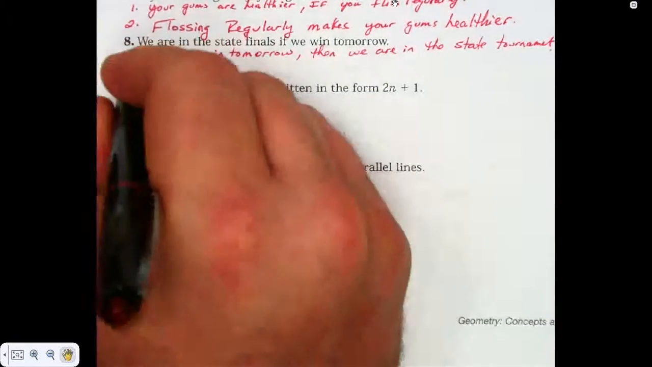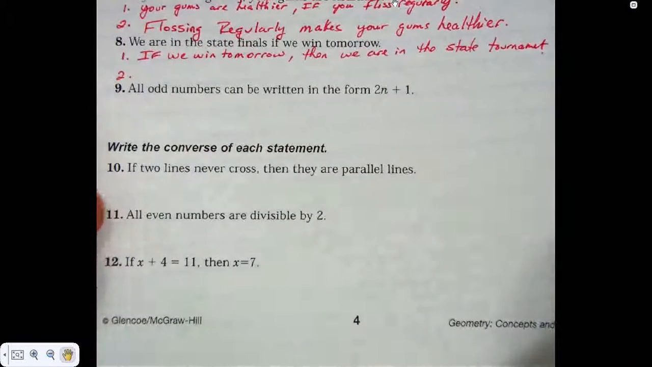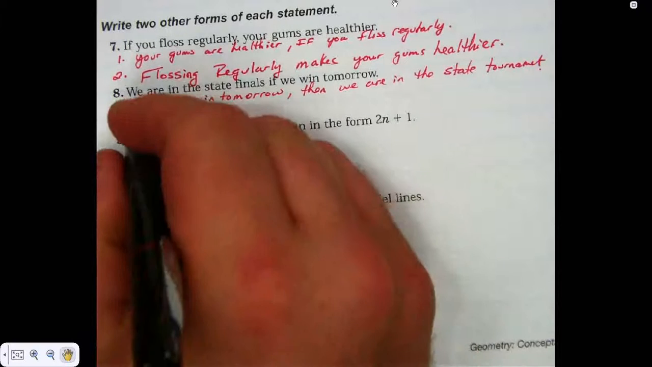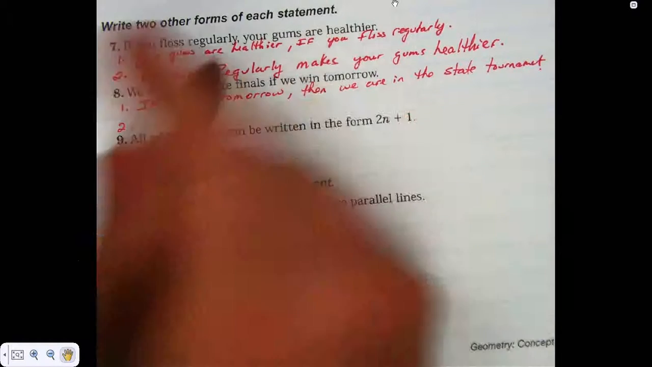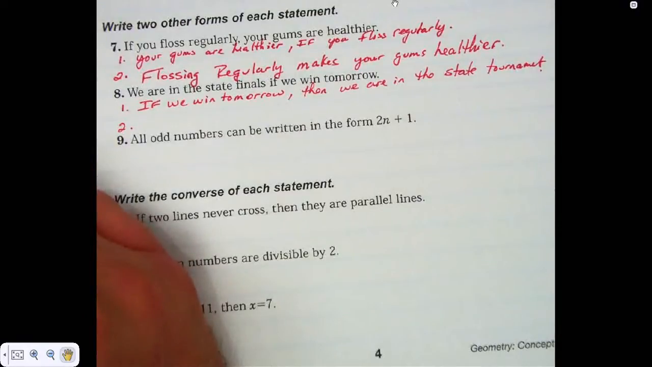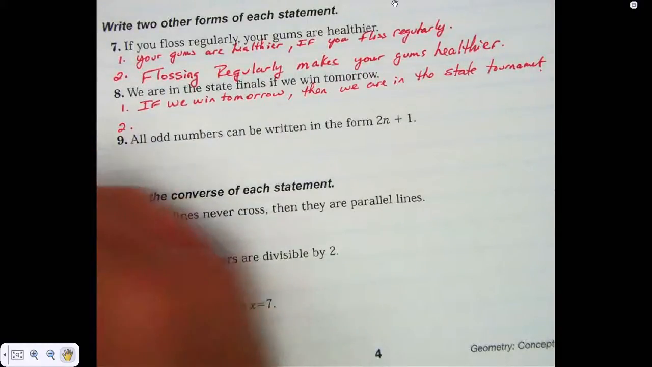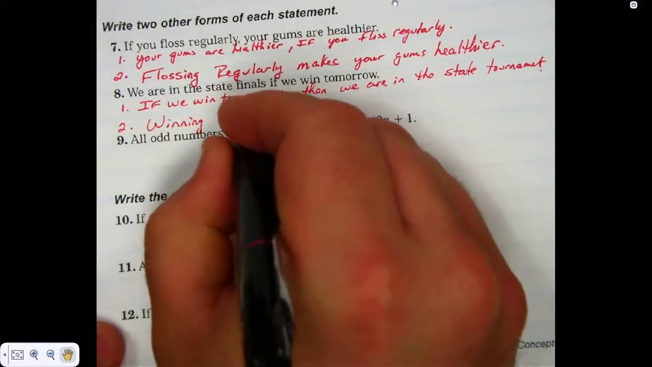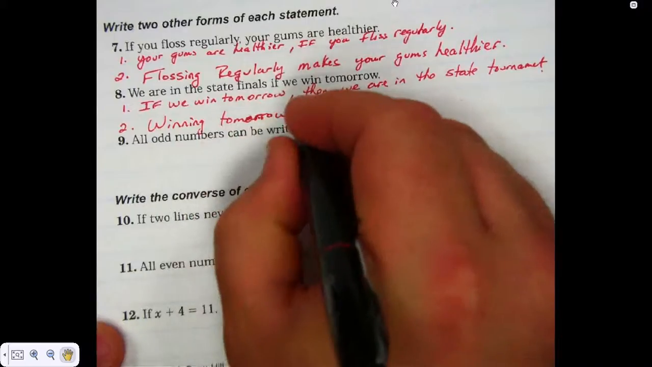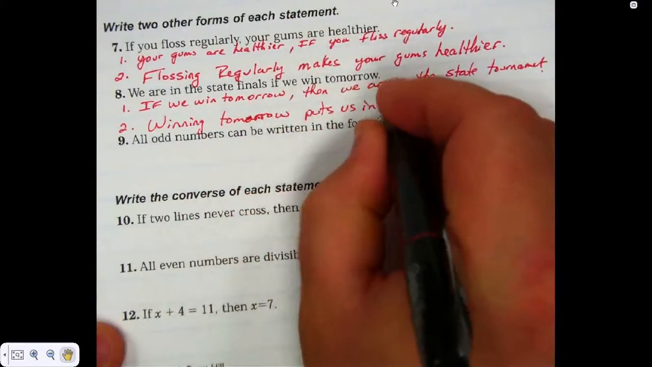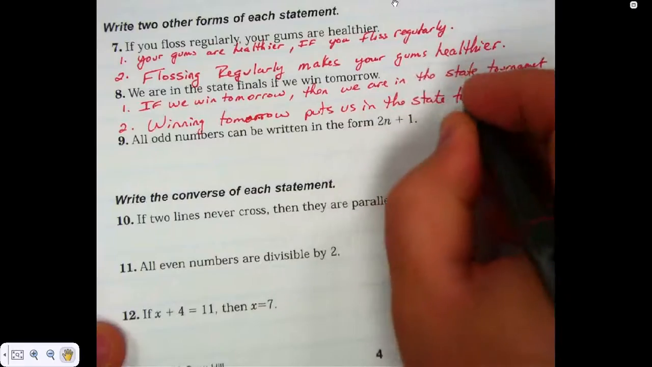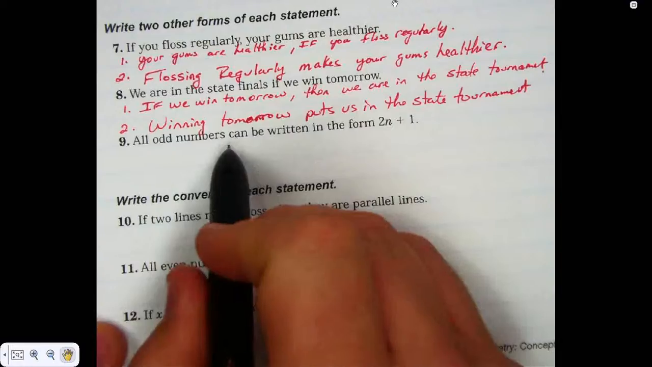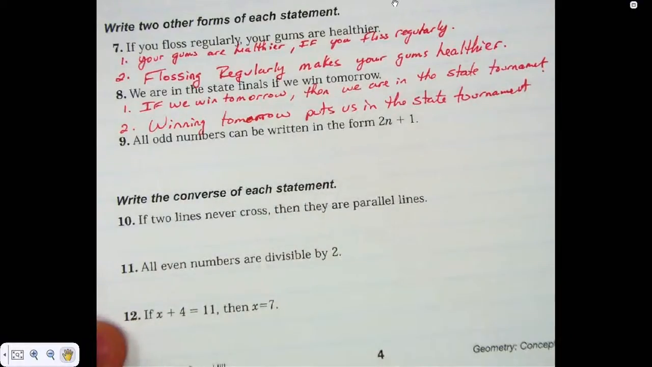Can anybody think of another way to say that? You can think of a way of shortening it. How about winning tomorrow puts us in the state tournament? Does that say the same thing? What's the condition? Winning tomorrow. What's the result? Puts us in the state tournament.